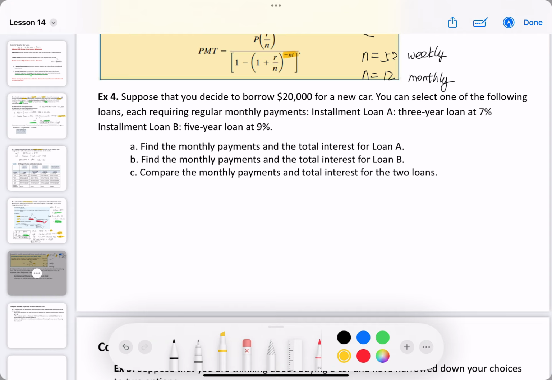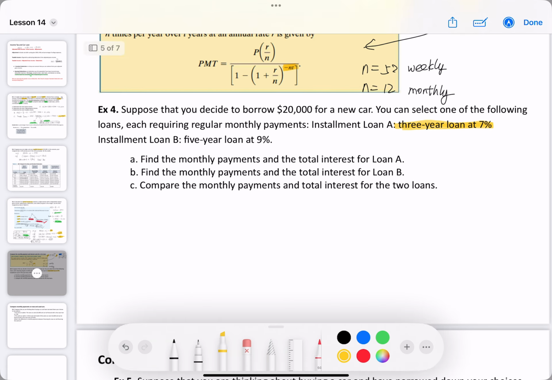The first option is a loan from company A. It has a 3 years loan at 7%. They both have the installment loan. That means your PMT, monthly payment, is fixed. And the second plan is a 5-year loan at 9% interest rate. Let's see. Part A, find the monthly payment and total interest for loan A.